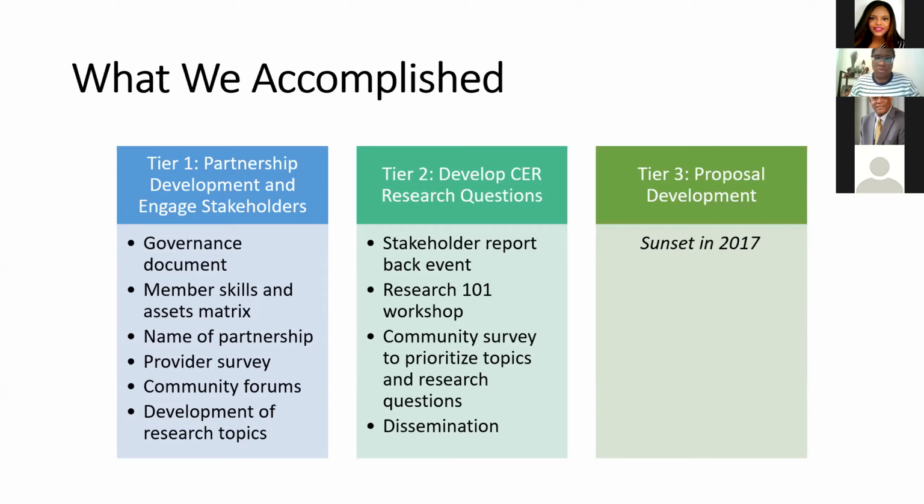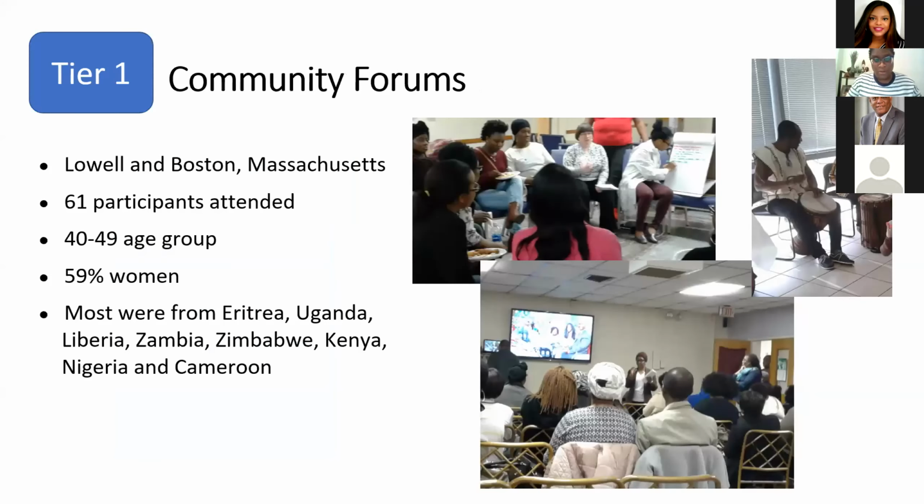In tier 2, we went back to the community, got feedback based on what we came up with. We built the capacity of our partnership to really start thinking about research questions and research design. And then we focused on dissemination. Unfortunately, we were the last cohort to come through this funding mechanism. And PCORI decided to end the funding mechanism in 2017, which was supposed to be our Tier 3 year.